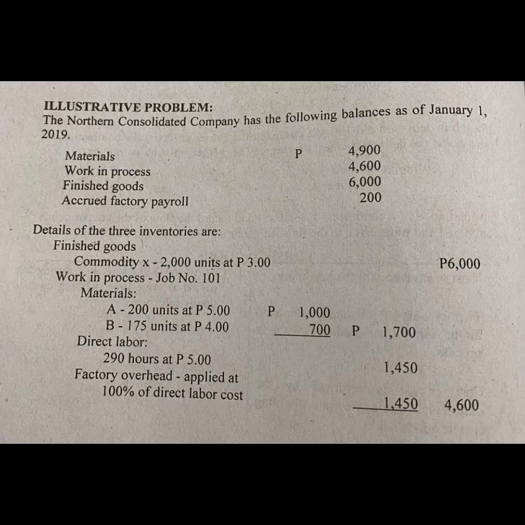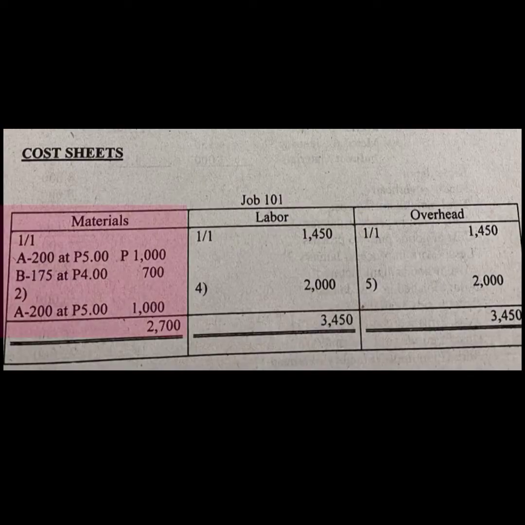So, this comes from the details of the inventory. It is counted in work in process, Job number 101. So, for materials, it carries the information: material A, material B, equals 1,000 and 700. So the total is 1,700 pesos for materials A and B.